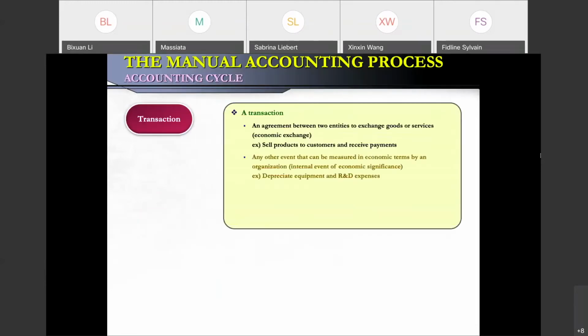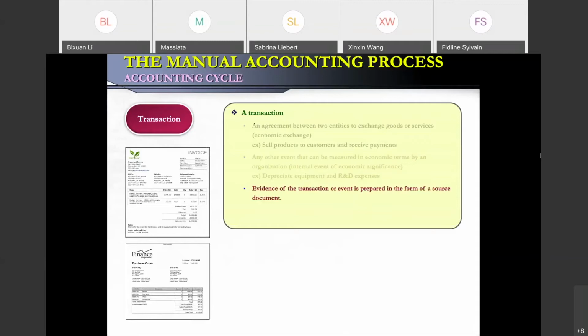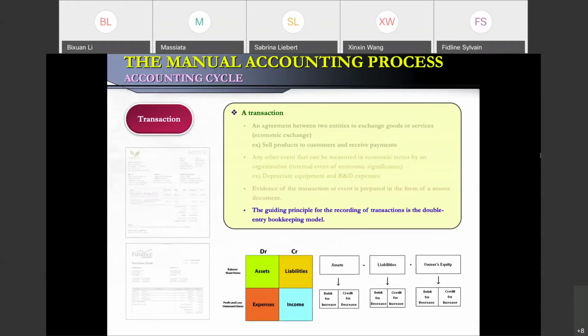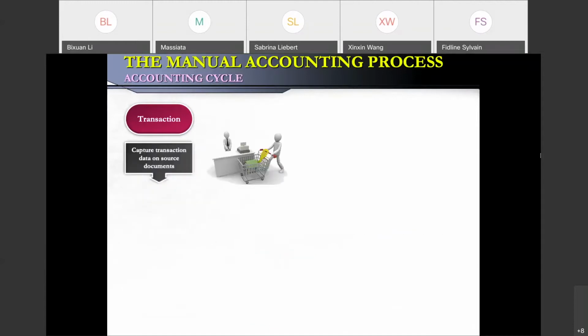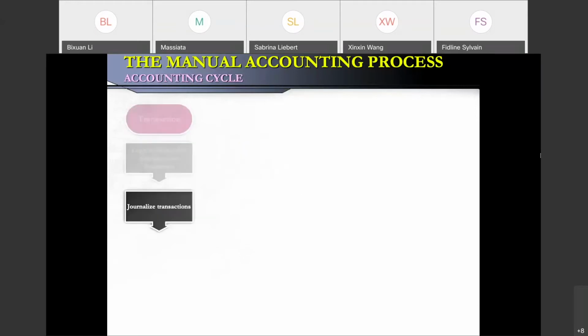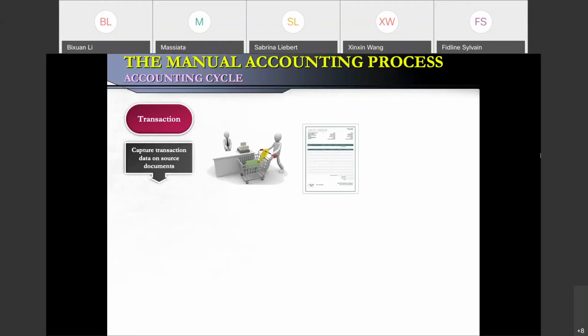I want to talk about the traditional accounting model. So a transaction happens. There are invoices, purchase orders, those things we already learned from previous classes. Debit, credit, do the transactions, bookkeeping, and then the accounting cycle. First step, capture the transaction data on the source document. We need to keep this record of sales orders, right?